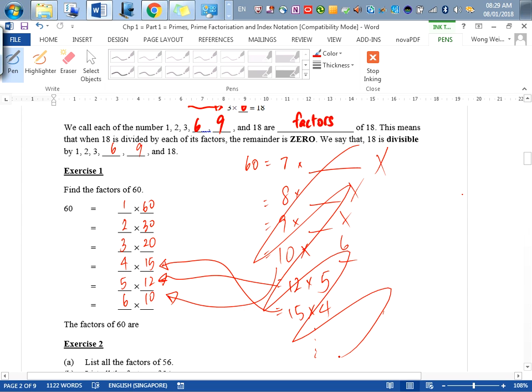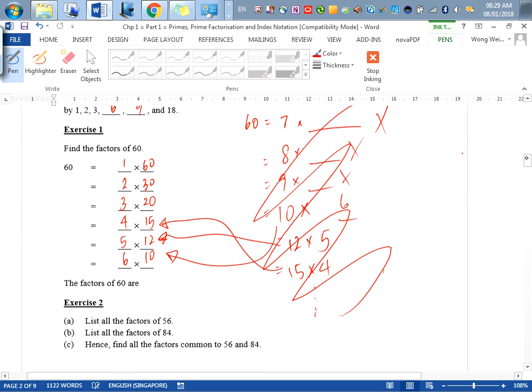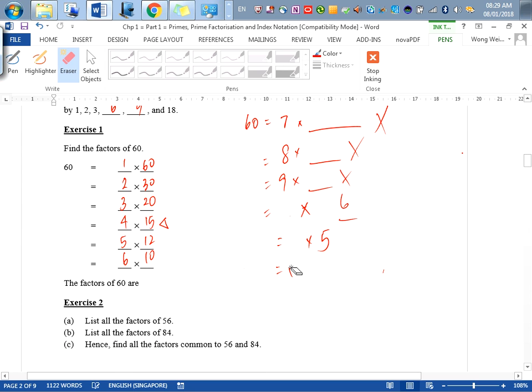Okay, so what are the factors of 60? Can you list down the factors of 60? 1, 2, 3, 4, 5, 6, 10, 12, 15, 20, 30, and 60. These are the factors of 60.